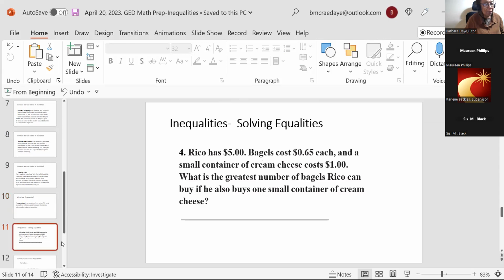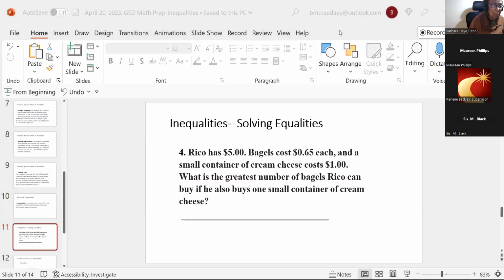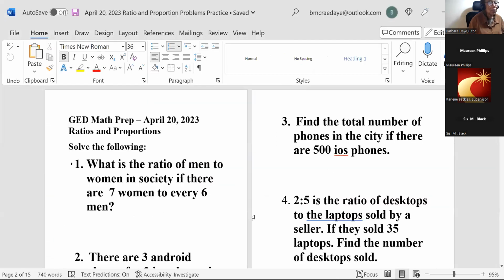Okay. Now, let me go to new share, and then I want to look at some examples. Okay. Can you see this, ratio and proportions? Number 1, do you see that? What's the ratio of men to women in society if there are 7 women to every 6 men?